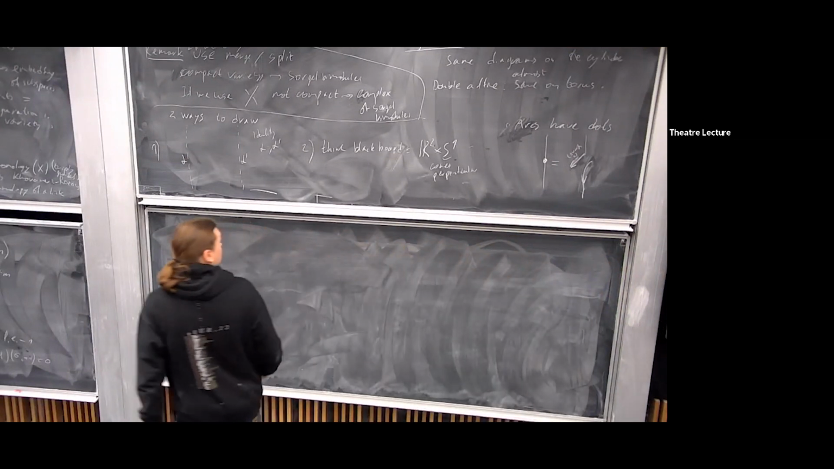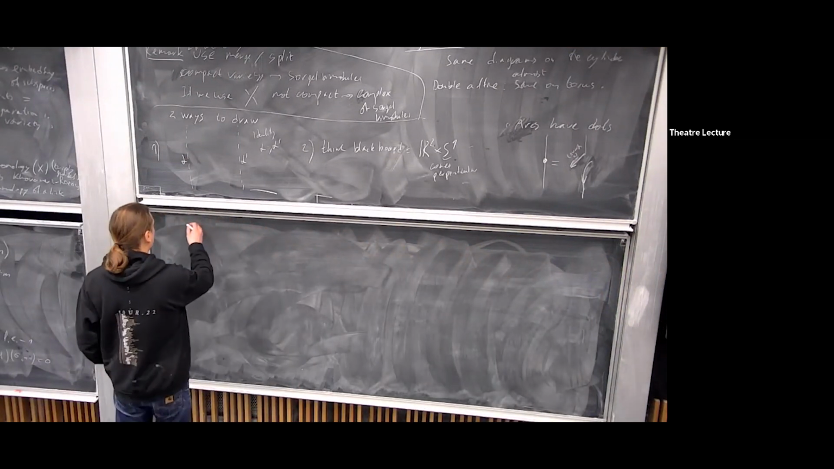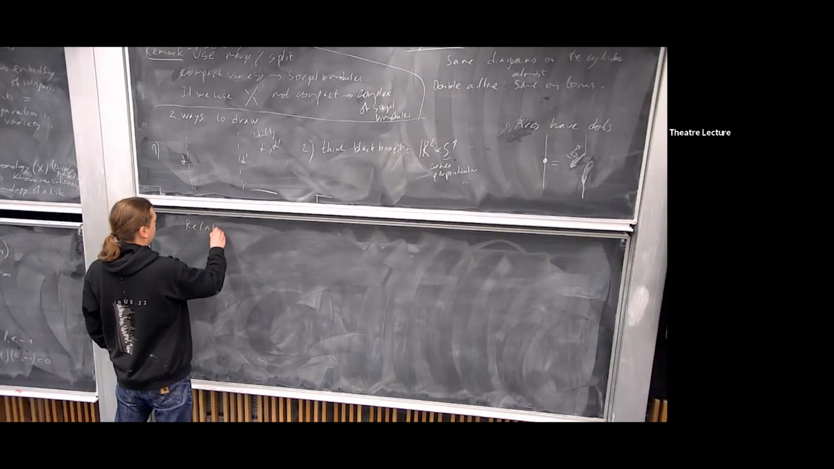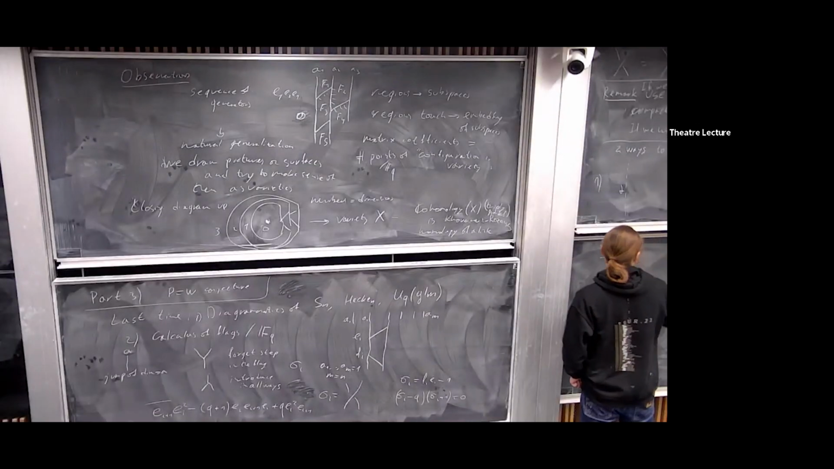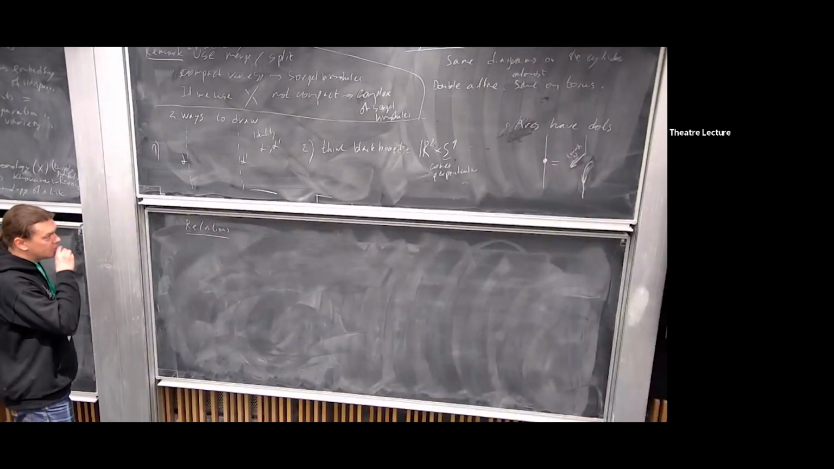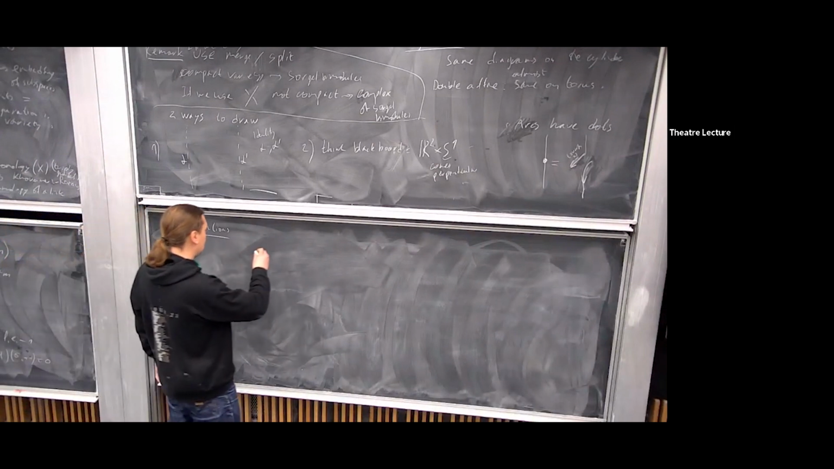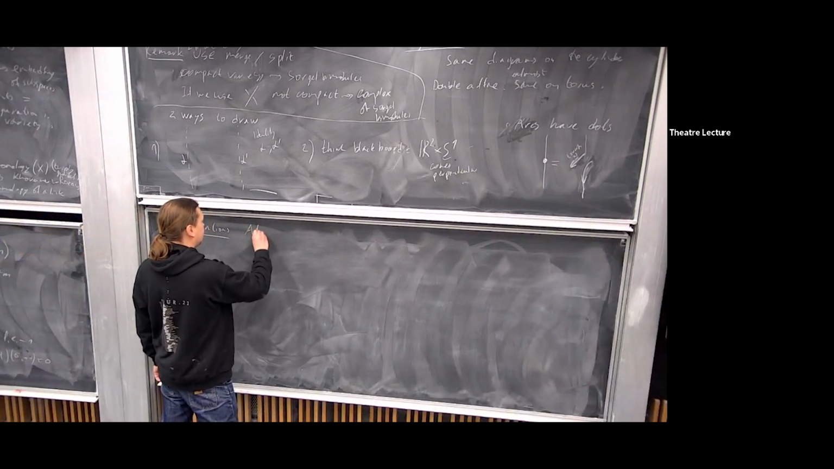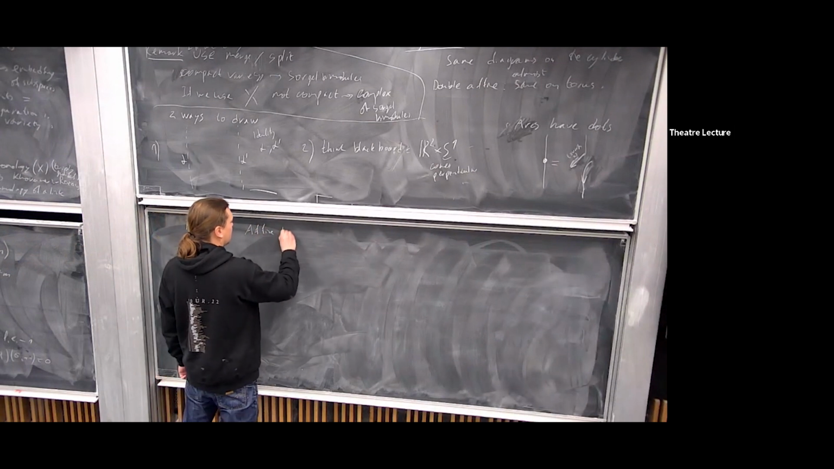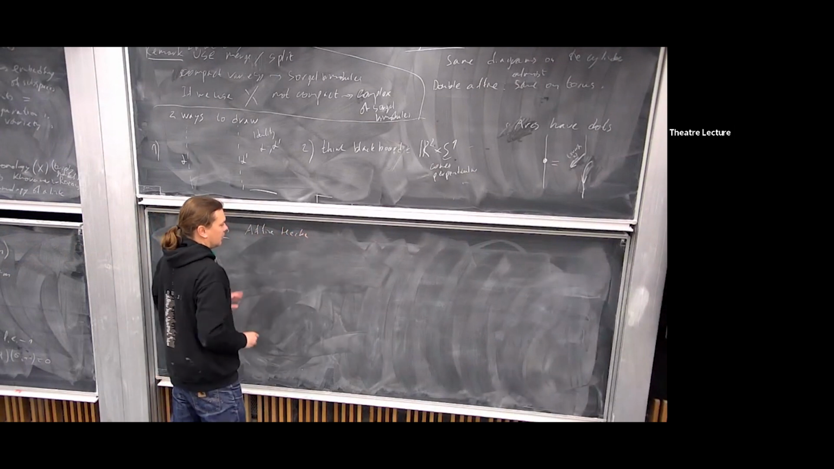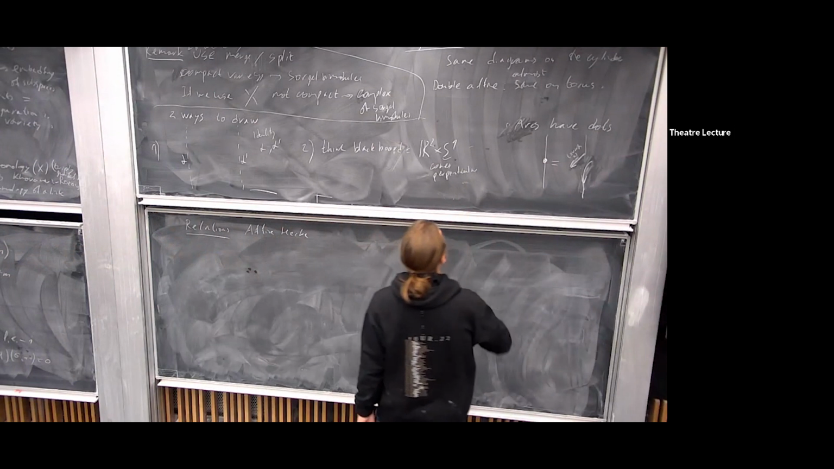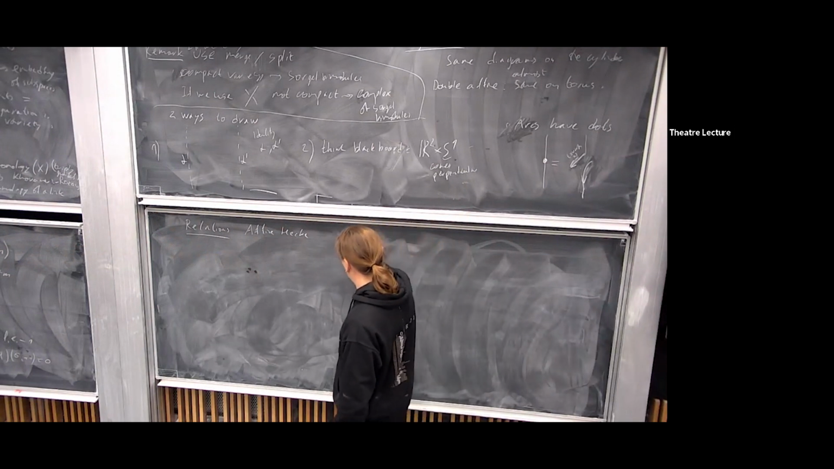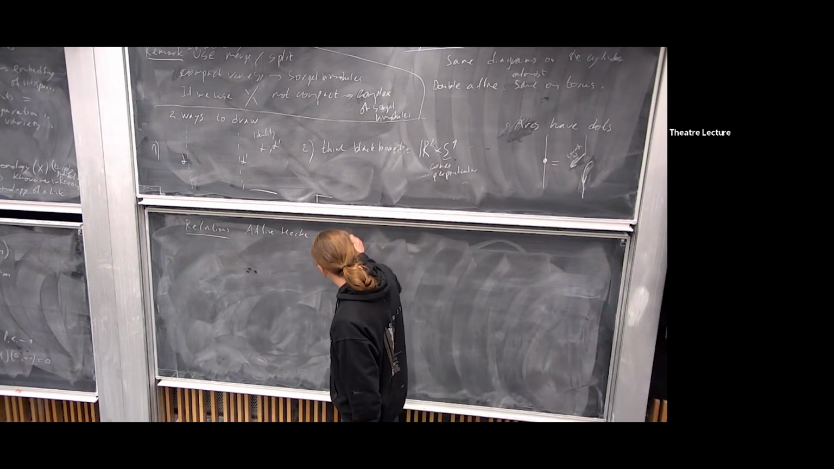So this is the rule of the game. Now, what kind of relations do we have? Actually, there are no new relations. For example, in the affine Hecke algebra, not the affine quantum group, but affine Hecke, you have something like this.